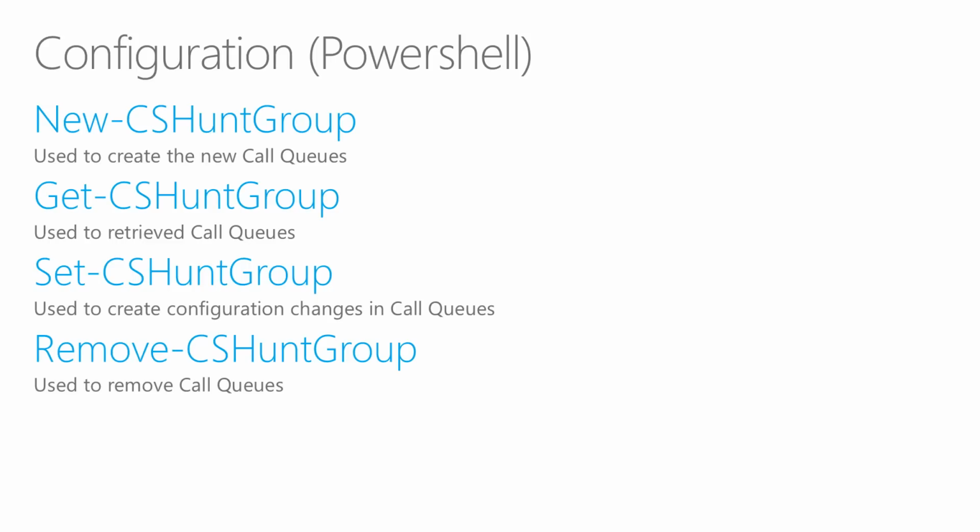There's also the PowerShell cmdlets like New-CsHuntGroup, Get-CsHuntGroup, Set-CsHuntGroup, and Remove-CsHuntGroup to deploy and configure the call queues.